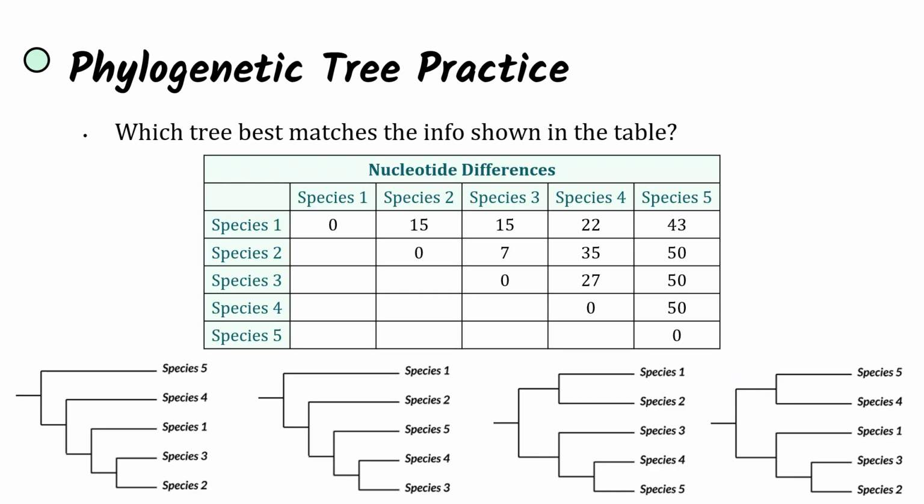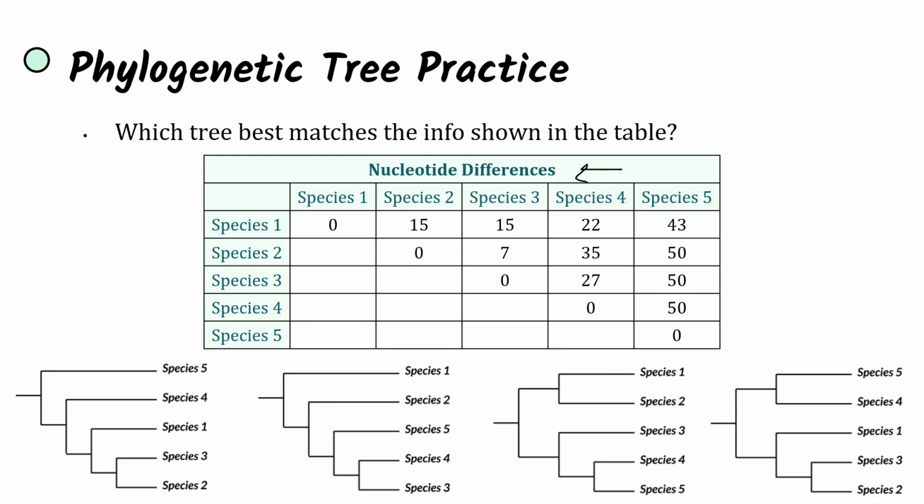So let's do a little bit of practice. Which tree best matches the info shown in the table? And so our table shows nucleotide differences. And remember, looking at nucleotide sequences is the best way to show evolutionary relationships. That's going to be the most accurate way. So obviously species that have fewer nucleotide differences between them are going to be the species that are more closely related.